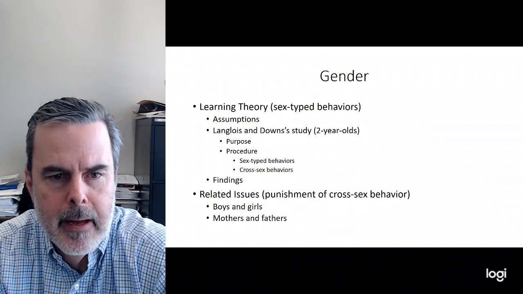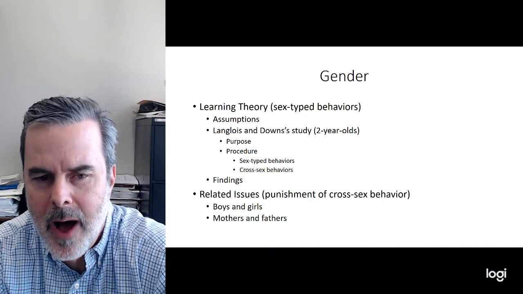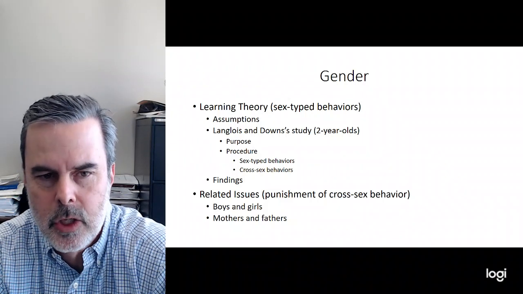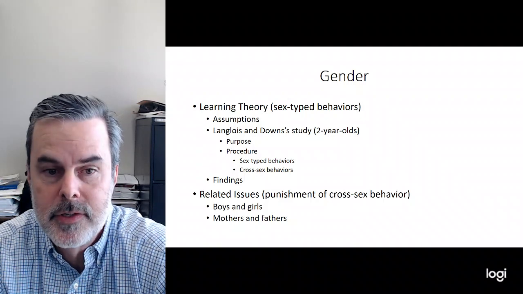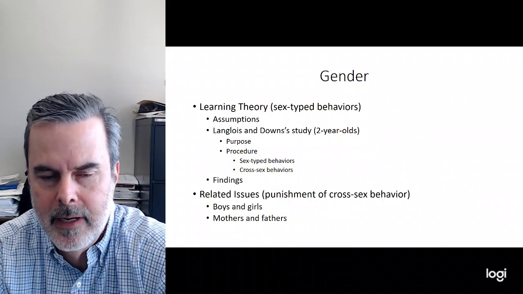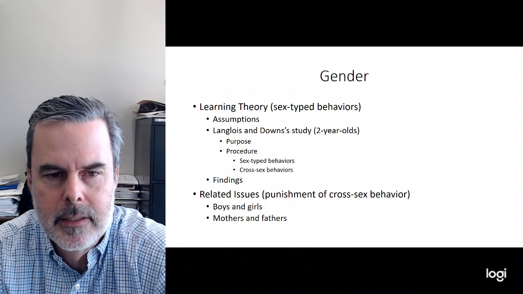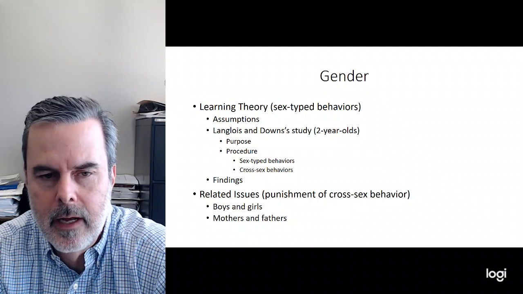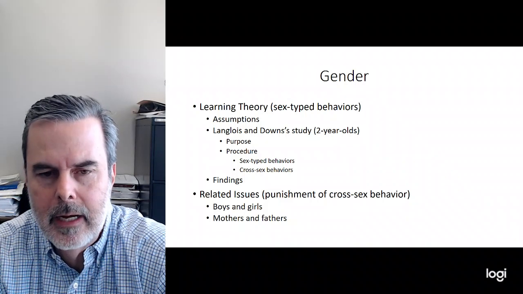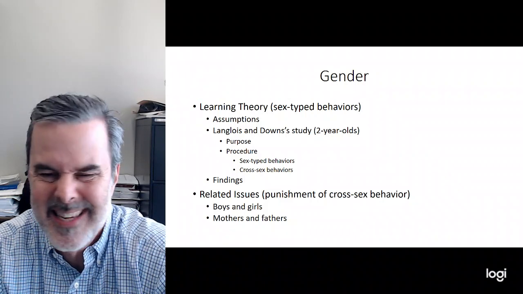And the theory generally predicts that parents are going to punish those behaviors. Remember, punishment simply refers to consequences that are designed to reduce the likelihood of a behavior. So punishment in this particular case might refer to a parent telling a child not to exhibit or to continue to exhibit a cross-sex behavior.